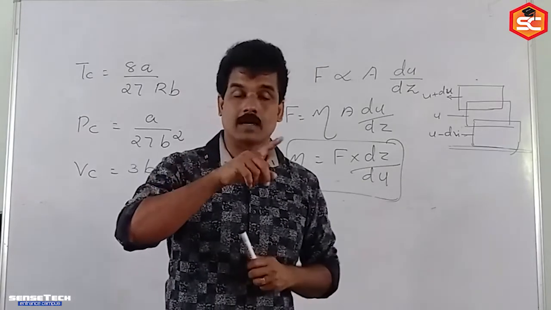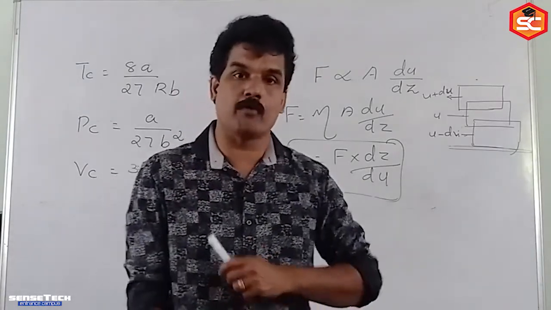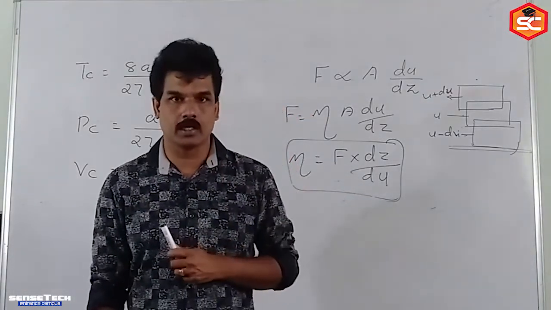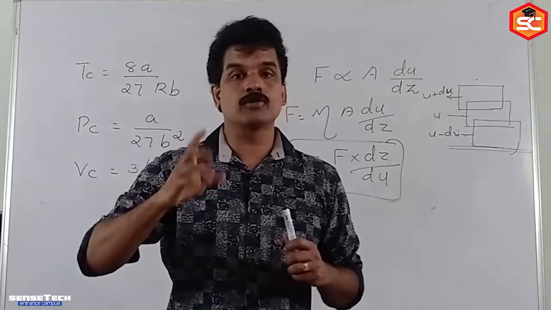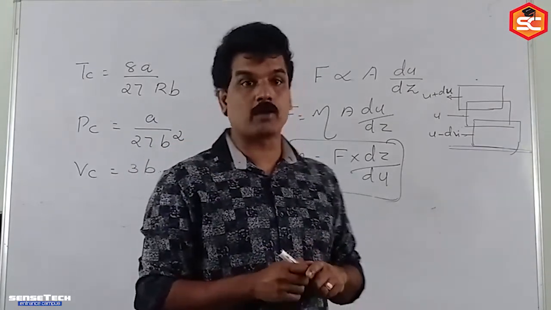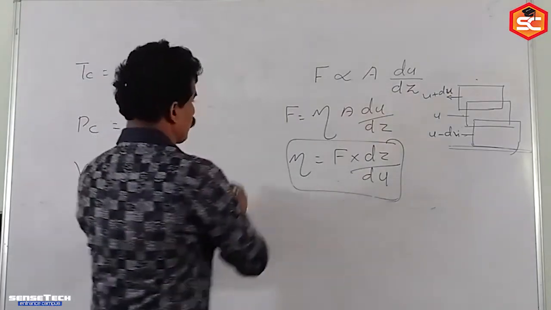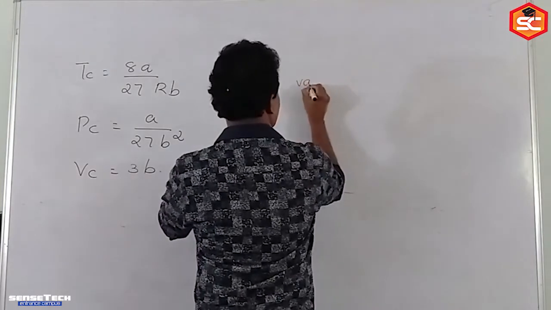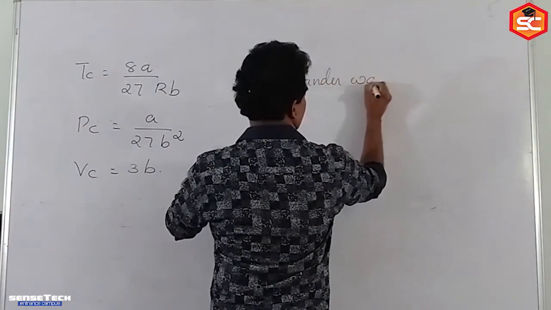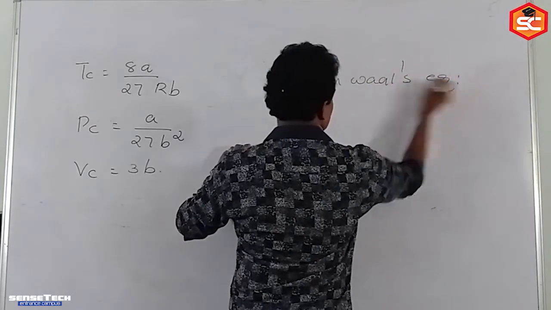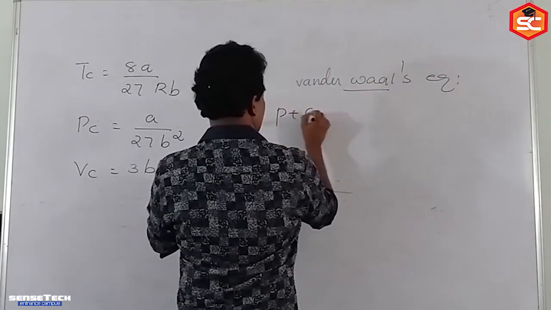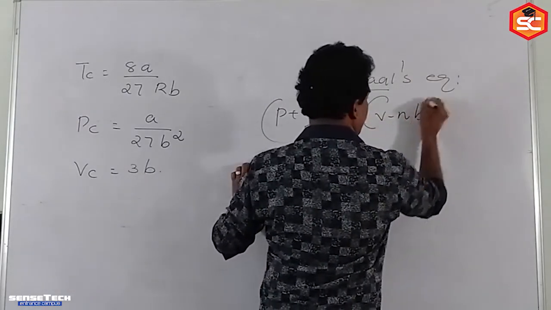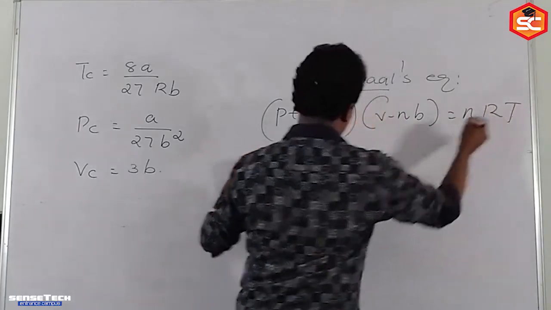We studied the chapter on the ideal gas equation and its modified form, the kinetic gas equation, PV is equal to 1 by 3 m n u square, where u is the RMS velocity. Then finally the kinetic gas equation was also modified by the van der Waals equation. What is the van der Waals equation? P plus a n square by V square into V minus nb is equal to nRT for n moles of a gas.